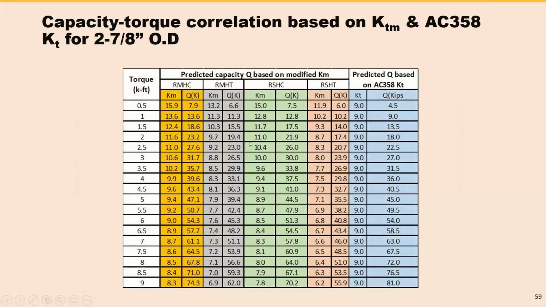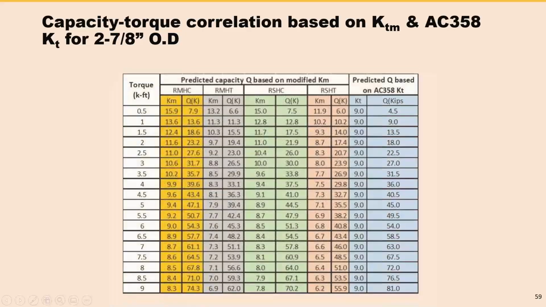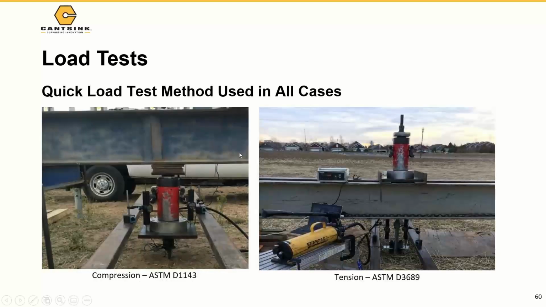Now, this is just capacity correlation based on KT, that modified KT that I did, which is basically the same as what I just showed you in that figure. Load test. Now, over here, what we use for compression is ASTM D1143. This is tension, D3689.